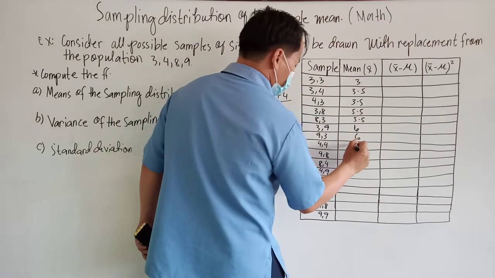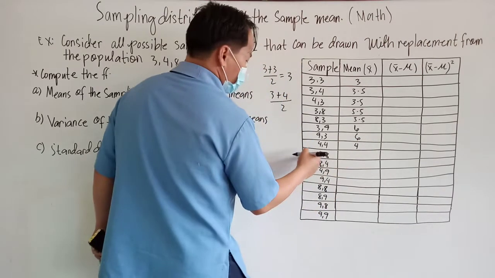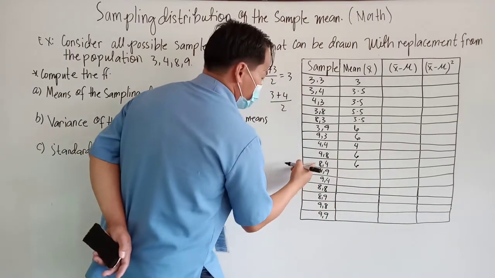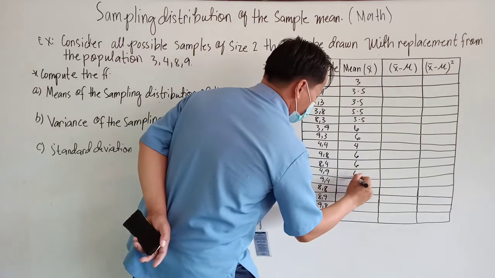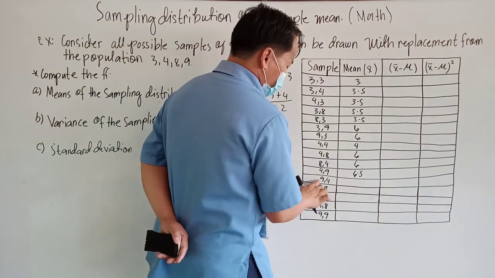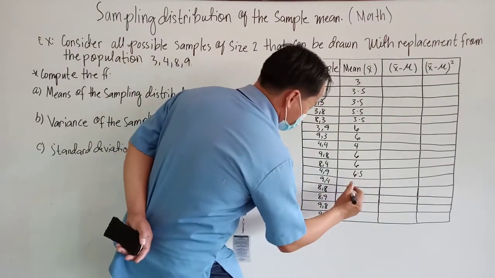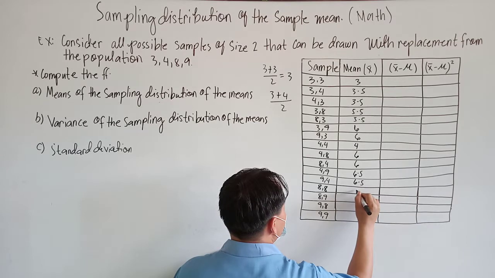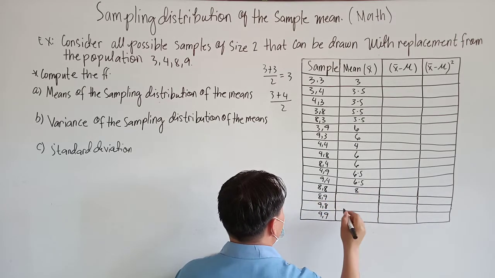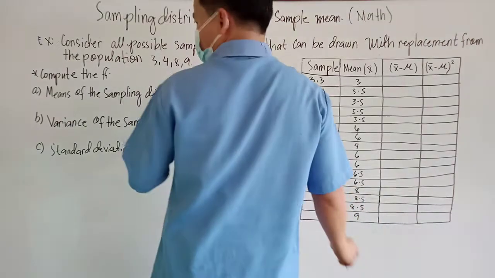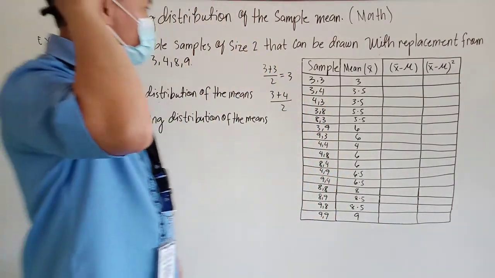This one is 4 and 4, which is 4. Then 4 and 8 is 12, over 2 is 6. Another one here is 6. Then 4 plus 9 is 13, divided by 2 is 6.5. Then we have 9 plus 4, 13, still the same, 6.5. Then 8 plus 8, 16 divided by 2 is 8. Then 8 plus 9, 17 divided by 2 is 8.5. Another 8.5 here. Then this last one is 9.